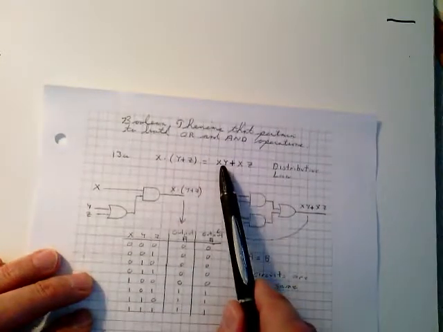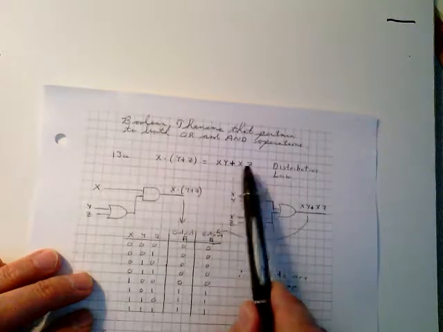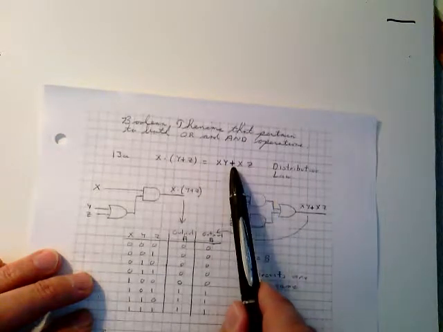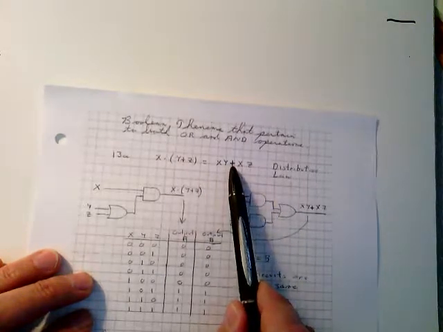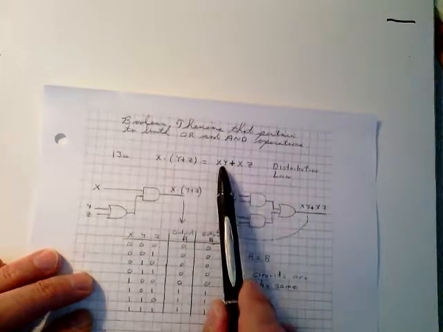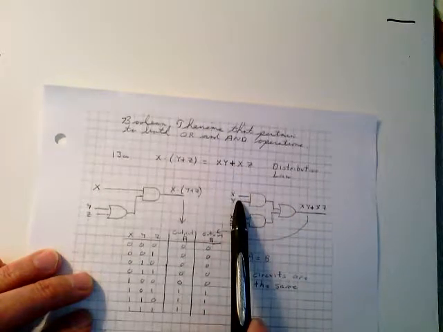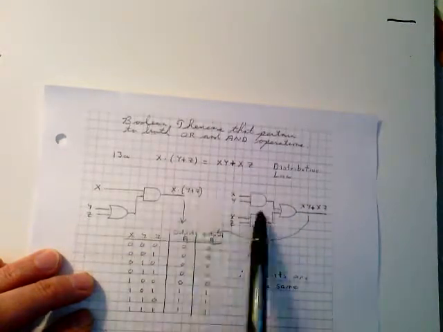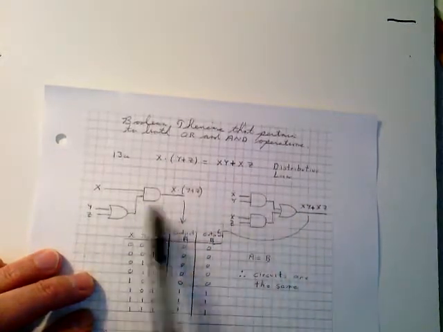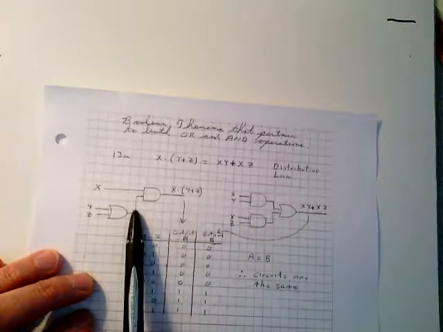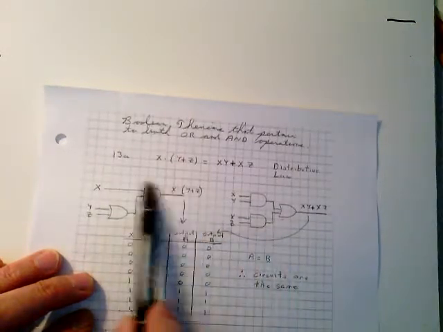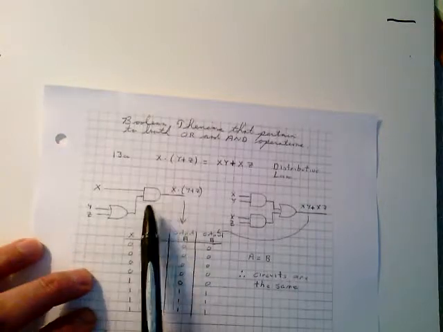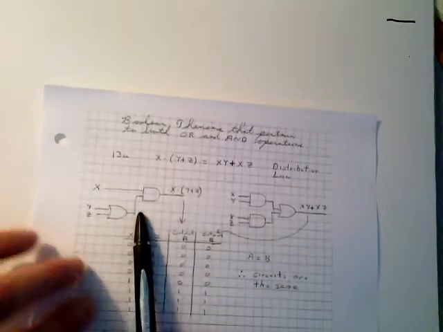This says that we have two input AND gates that feed into an output OR gate. So this OR function is the output gate, and this is x and y, or x and z. These two circuits are identical. But keep in mind, if you were going to build this circuit or this circuit, this would be the more beneficial. Why? Because it uses fewer gates.